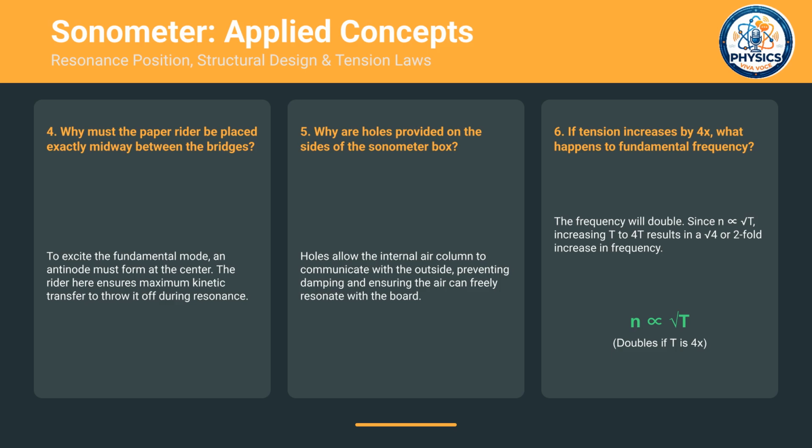In applied concepts, the paper rider must be midway to excite the fundamental mode. The holes on the sonometer box prevent damping by allowing the internal air column to communicate with the outside. Remember that increasing tension by 4 times doubles the fundamental frequency.